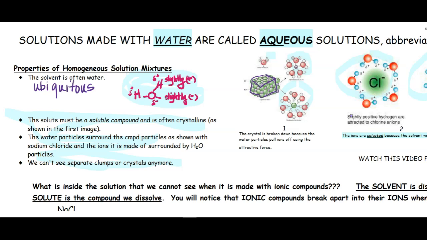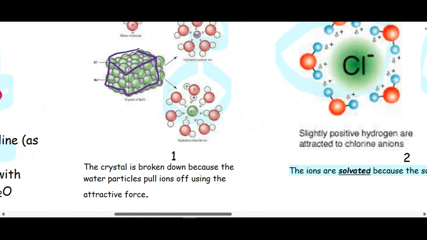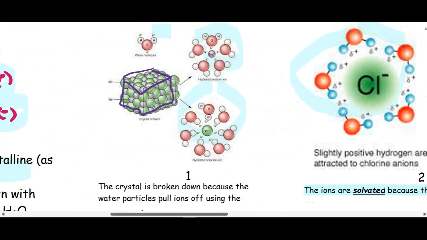The water particles, when dissolving occurs, surround the compound particles as shown with sodium chloride. And the ions it is made of are surrounded by water particles. So we can't see separate clumps or crystals anymore, so it looks like there's nothing in the container but salt water. It looks just like water until we taste it and realize it's salt water. Or sugar water. It looks just like water until we taste it.